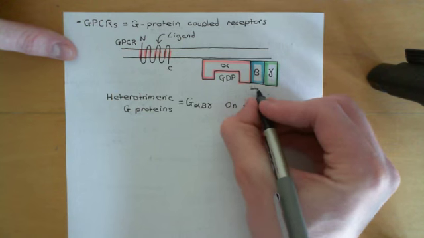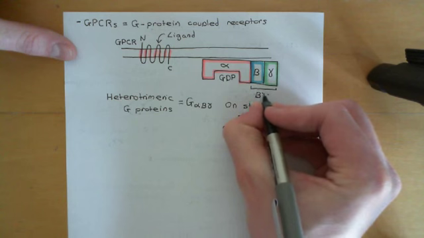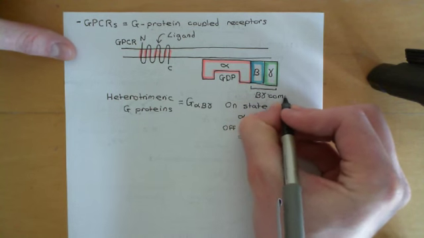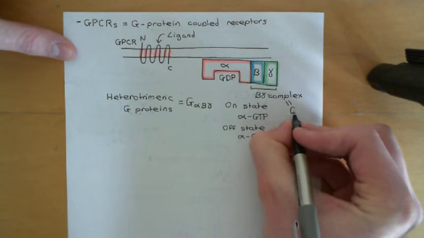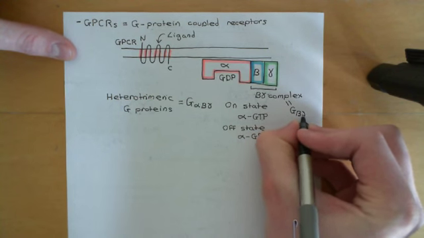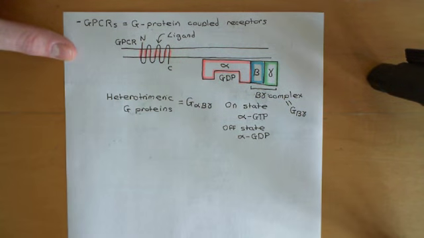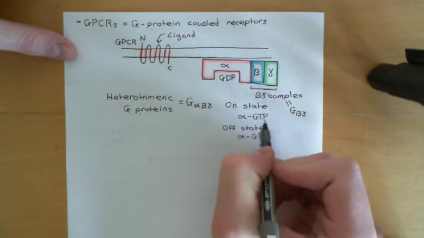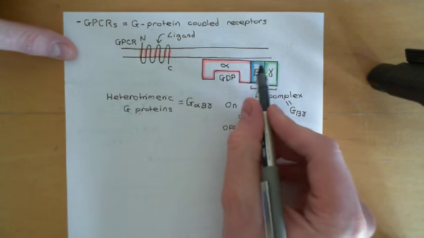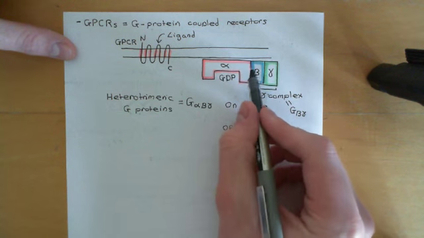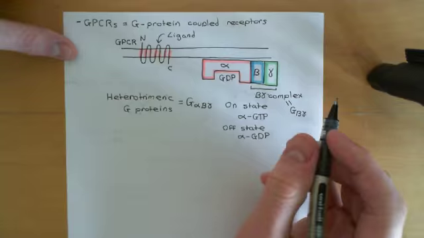Now the beta and gamma subunit never ever come apart. So they are often referred to as the beta-gamma complex, and for short, you can abbreviate the beta-gamma complex down to G beta-gamma like so. So even when the heterotrimeric G protein is in the on state and the alpha subunit has GTP bound to it and therefore is dissociated from the beta and the gamma subunit, the beta and the gamma subunit remain together, and that's why it's called the beta-gamma complex.